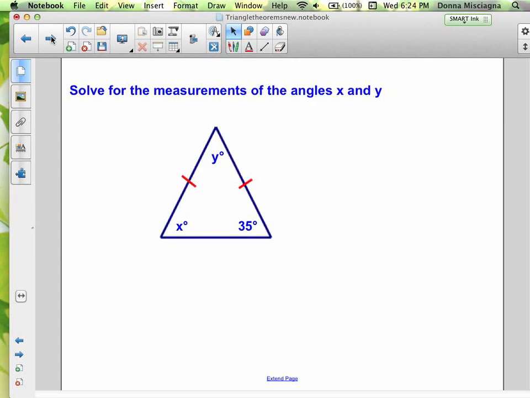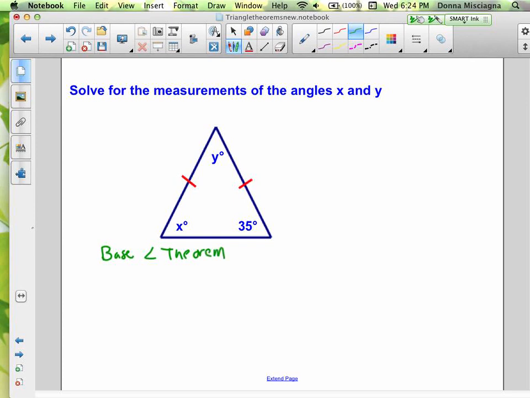Now we're going to use it to find some measurements. We want to solve for the measures of angle X and Y. Angle X is the easiest one, so let's solve for that first. We're going to first of all use base angle theorem. Some of these are in your notes. I don't have your notes in front of me, so you follow along. Base angle theorem says that angles opposite congruent sides are congruent. Therefore, X has to be 35 degrees, because it's one of the two angles that are opposite those congruent sides.